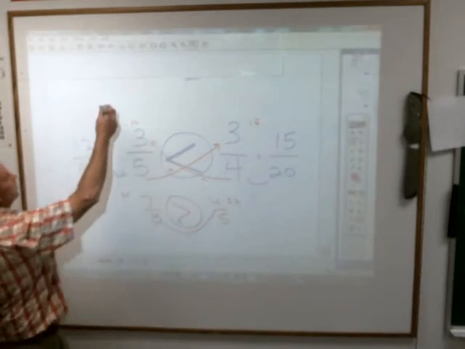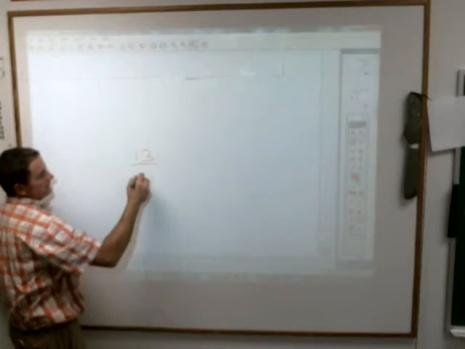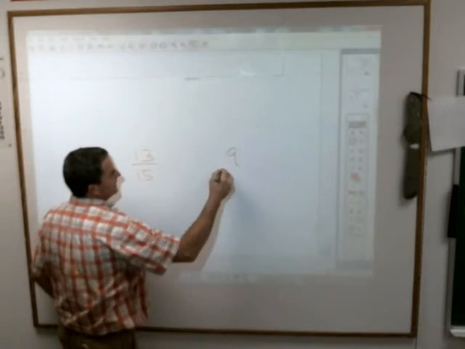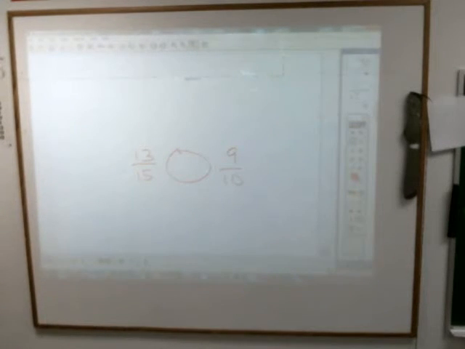What about this one? What's bigger, 13/15 or 9/10? I'll let you tell me. What's bigger, 13/15 or 9/10? And you have to prove your answer.